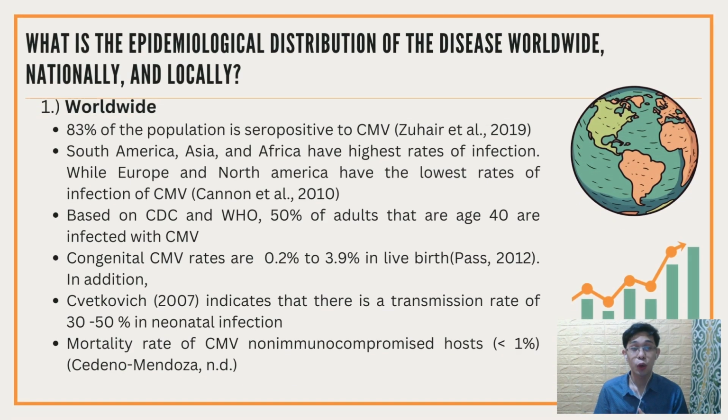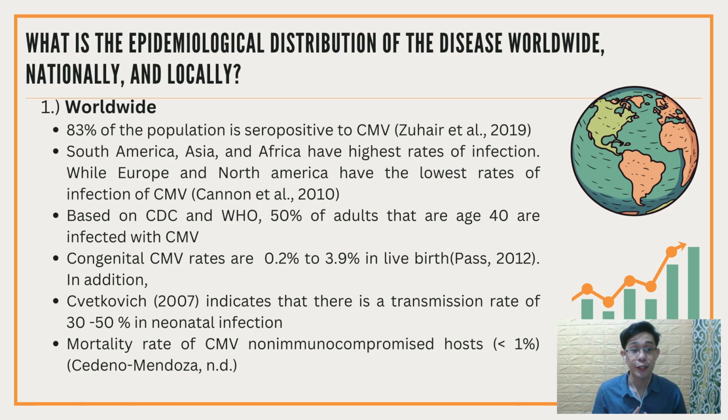On to the next section, we'll be discussing the epidemiological distribution of the disease, specifically cytomegalovirus, worldwide, nationally, and locally. First off is the worldwide distribution, wherein according to a study conducted by Zuhair and his colleagues in 2019, there is an estimated seroprevalence of 83% in the general population due to CMV's ubiquitous characteristics. In addition, Cannon and his colleagues in 2010 stated that CMV seroprevalence tended to be highest in South America, Africa, and Asia, and lowest in Western Europe and North America.